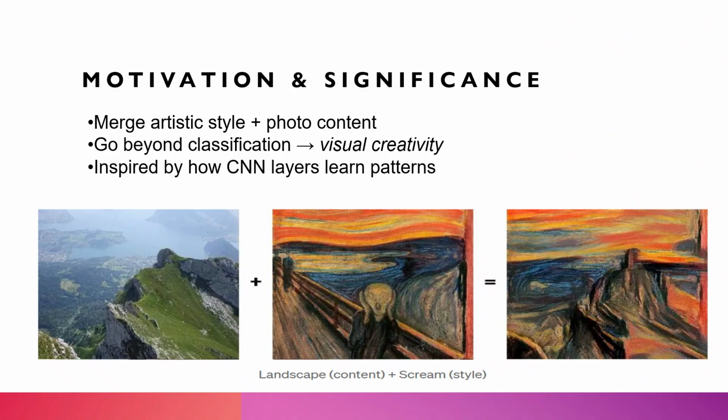The motivation behind this work is very simple but powerful. The authors had a new idea of blending the content of a normal photo and the style of artwork into a completely new image. Before this paper, CNNs were mainly used for classification and object recognition, but this research opened the door to visual creativity, which later influenced GANs, diffusion models, and today's generative AI tools. So this paper represents a major turning point. It connects computer vision with artistic creativity.